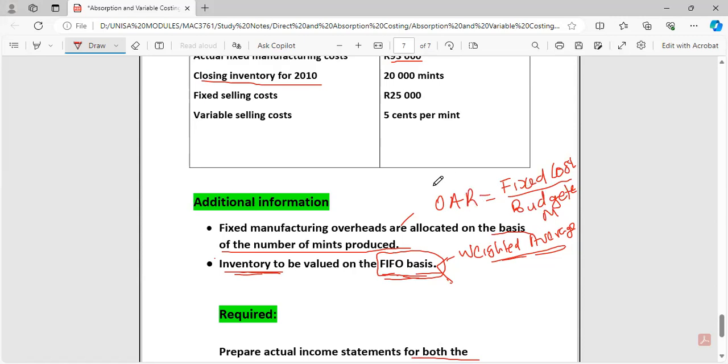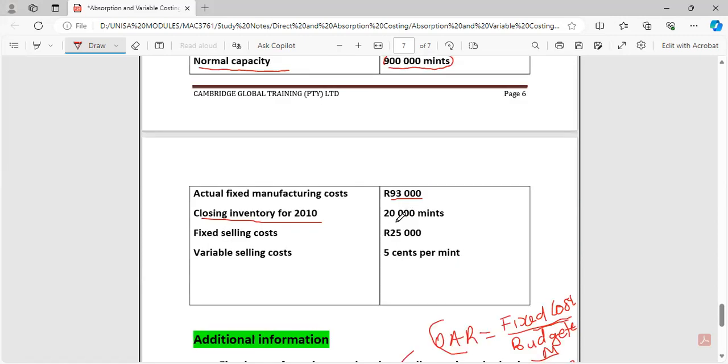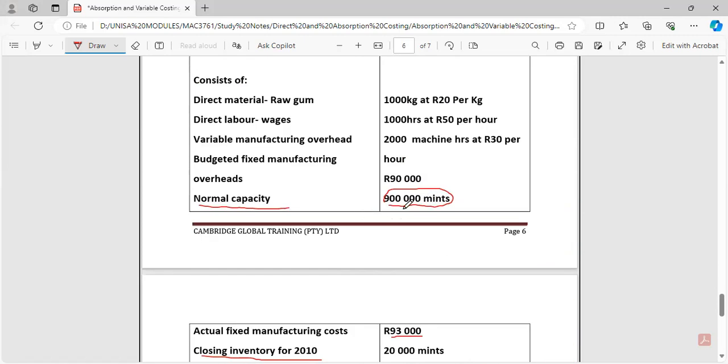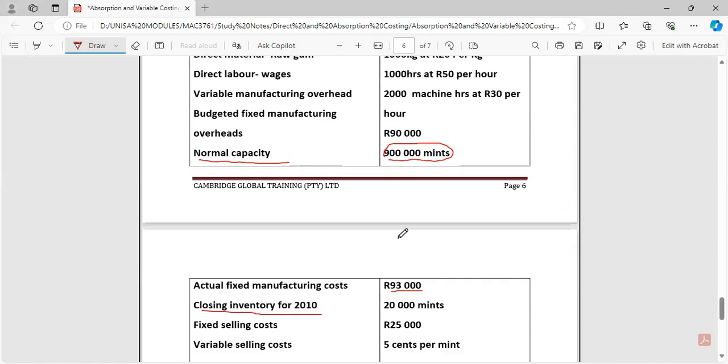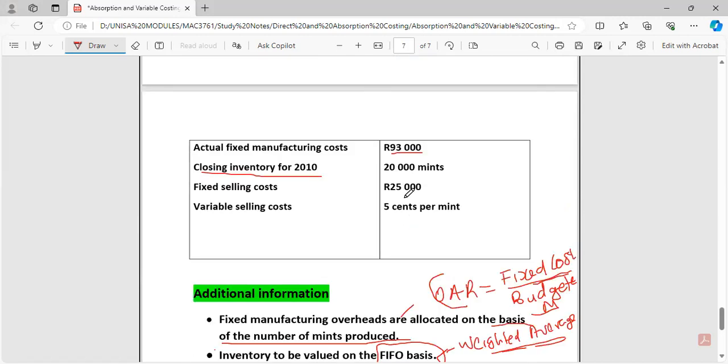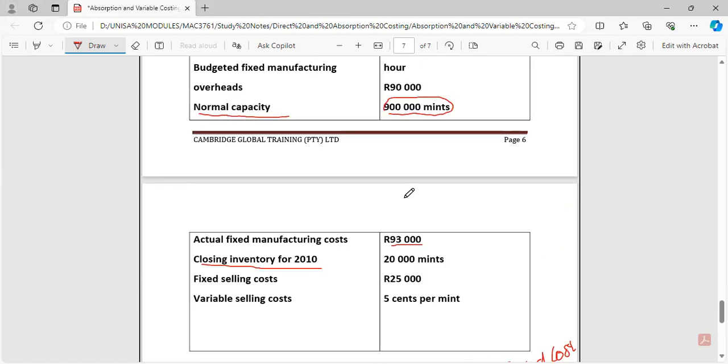That is going to be your overhead recovery rate. So which means it's going to be fixed cost over budgeted manufacturing units. Our budgeted units is this normal capacity, because this one is the actual, it means that we produce. So our normal capacity is now going to be the budgeted.